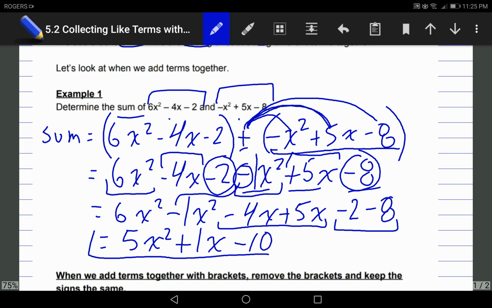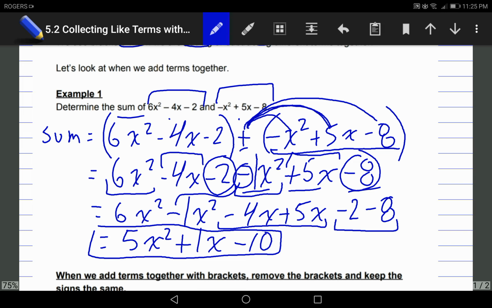There's our final answer. Why is it our final answer? Because I no longer have any like terms to group together. I have an x squared, I have an x, and I have a number, minus 10. None of those are like terms. I cannot group them together. It's like saying 5 cats plus 1 dog minus 10 rabbits. I mean, you can't combine that. You just have to leave it as it is.